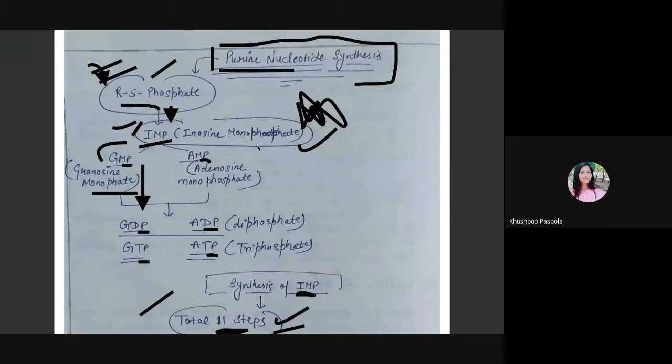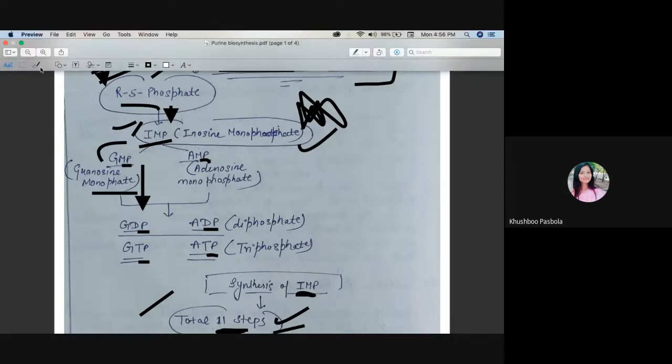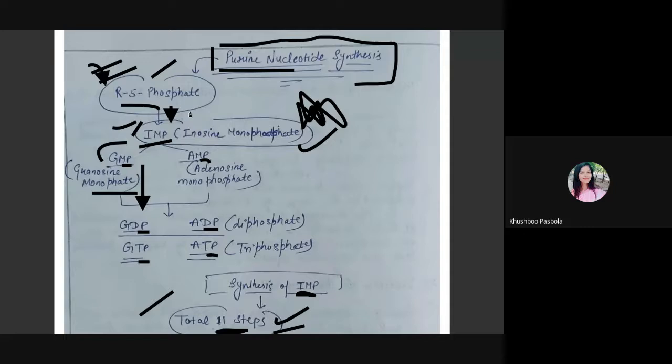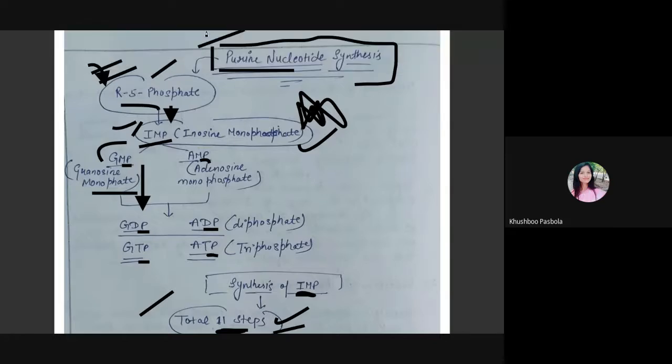Okay, students, today we will discuss purine nucleotide synthesis. So, let me first explain what the different purines are. As I already discussed DNA structure and the different components of DNA, DNA involves some bases, purine and pyrimidine bases. So, in this lecture, we will discuss how these purine derivatives are synthesized in human cells, or we can say in eukaryotic cells.